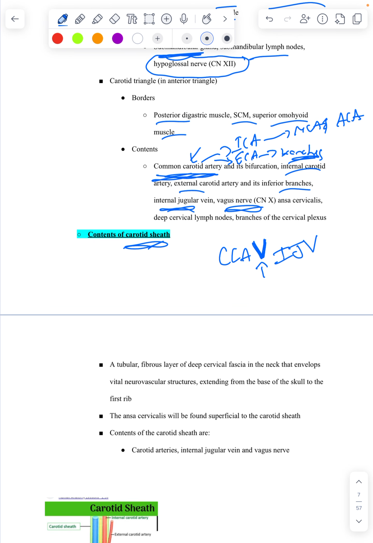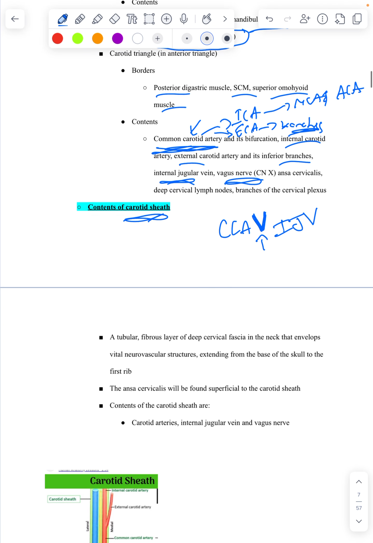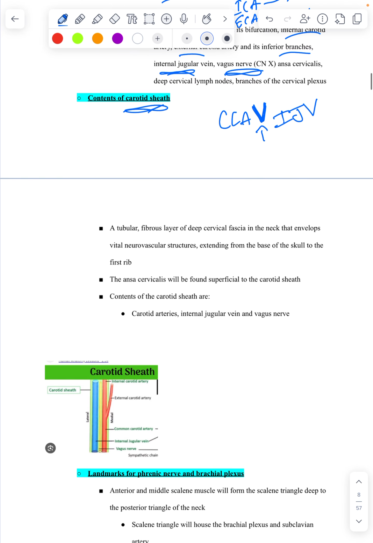The branches of the external. You notice how it didn't say branches of internal, because internal doesn't branch. It just goes straight all the way up into the brain. And then there later, it becomes MCA and ACA. Okay, so the carotid sheath, we already talked about it. It has your carotid arteries. So the common carotid artery, which later will split into internal and external, internal jugular vein, and vagus.